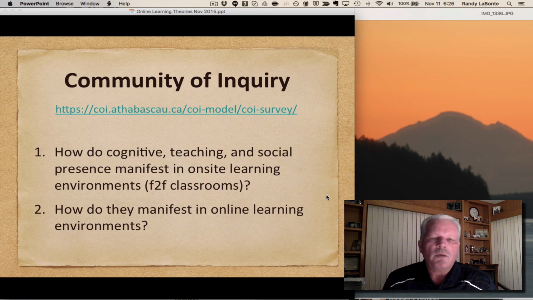So within the model, we can start to address the questions about cognitive, teaching, and social presence, how they manifest on-site versus online. Because I think they do it differently. Certainly, I do it differently from when I was teaching in the classroom, how I engaged ideas, how I interacted and directed teaching, and how I created opportunities for students to interact with each other. And online, again, very different. It's a different environment. I'm recording this and posting this, so I'm not interacting in live time.